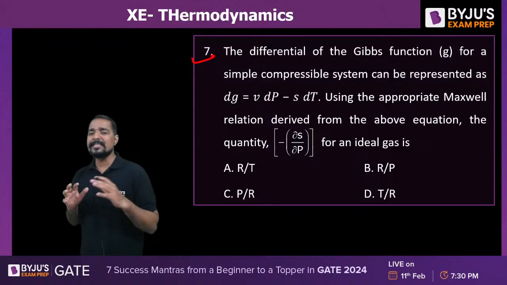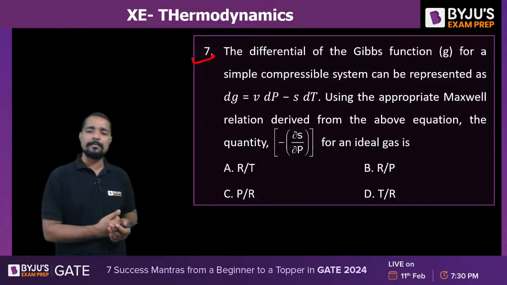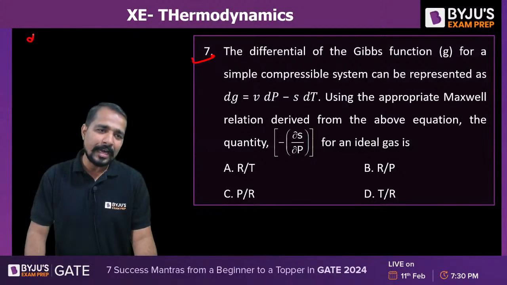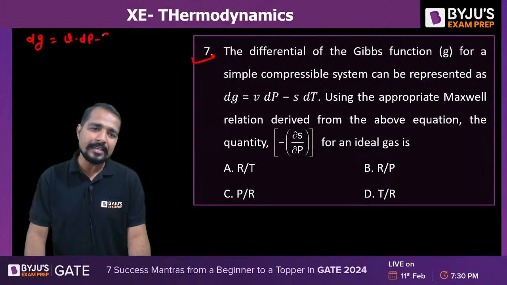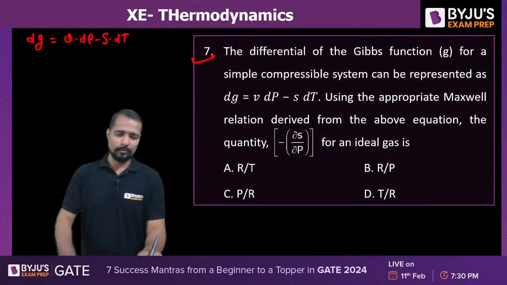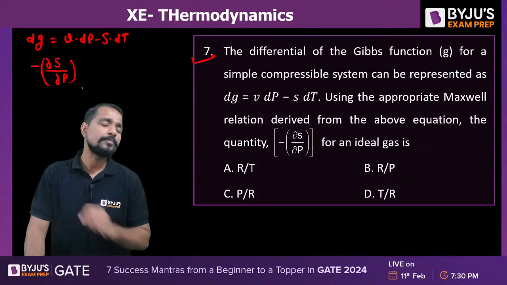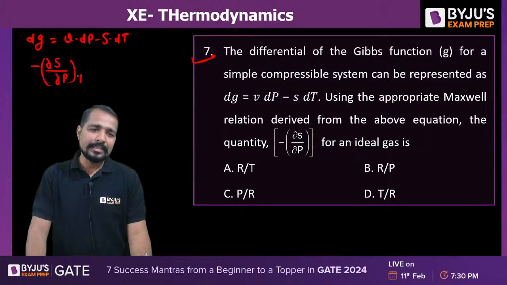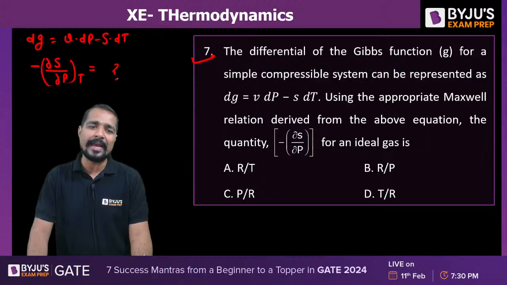The differential equation of the Gibbs function for a simple compressible system can be written like this: dG will be equal to VdP minus SdT. Very important. Then what is the numerical value of (∂S/∂P) at constant temperature? What will be the answer? This is for you. Very good, Abhi.